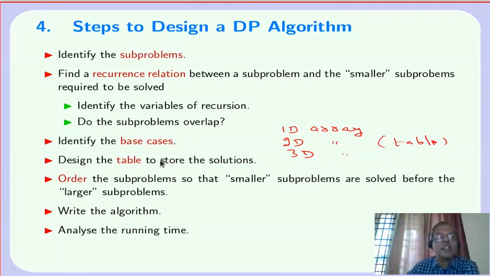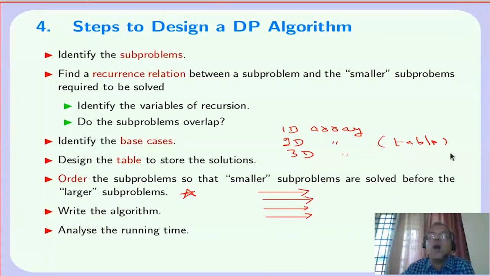After we have designed the structure, whether it is 1D or 2D, we should decide the order in which we are going to fill in entries in the table. Order the subproblems so that smaller subproblems are always solved before the larger subproblem. This is very critical, deciding the order. If it is a 2D array, do we have to fill in row-wise and each row from left to right? Or do we have to fill in column-wise, each column from top to bottom?